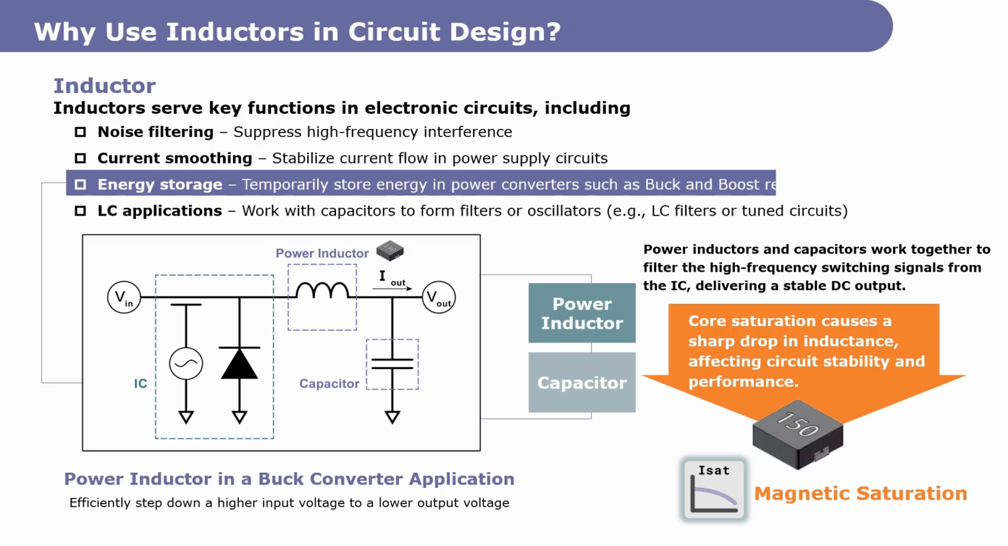When output current exceeds a certain threshold, the inductor core may saturate, causing a sharp drop in inductance. This directly impacts filtering and voltage regulation, leading to larger voltage ripple, overheating, or even EMI issues.